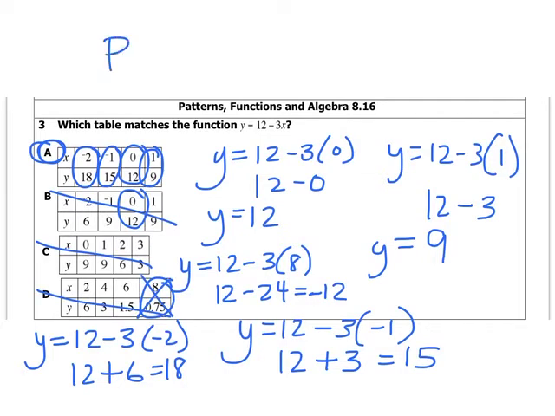So that is really a plug and chug question. If you had a graph, you could use slope and y-intercept, and your slope would be negative 3, and your y-intercept would be 12. But with tables, plug and chug is your best method.